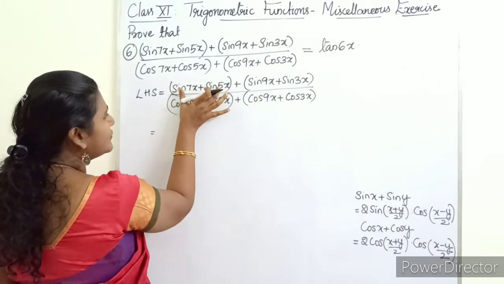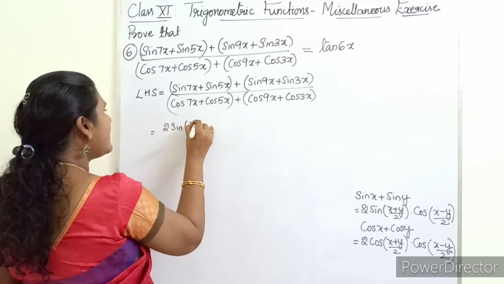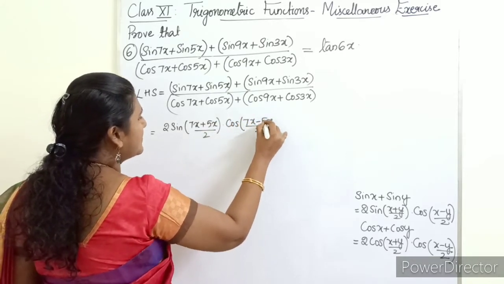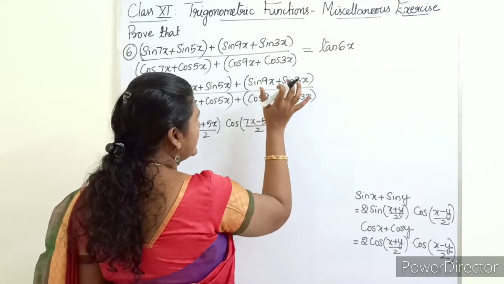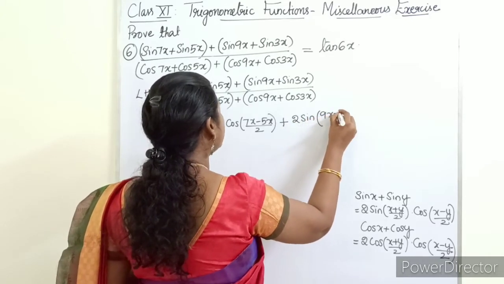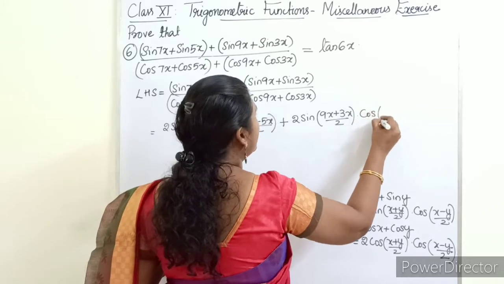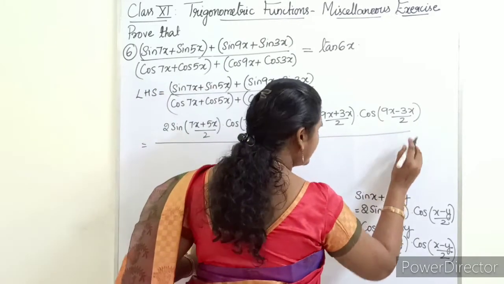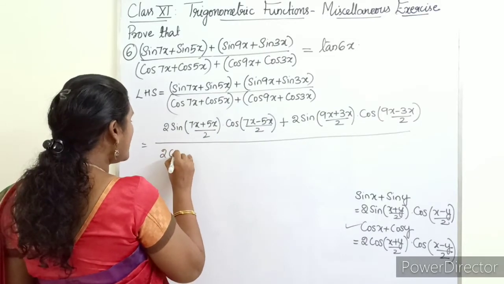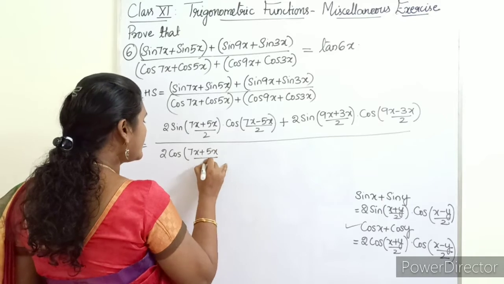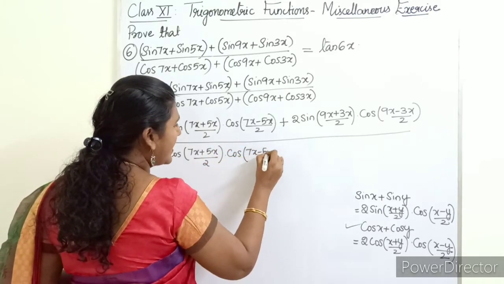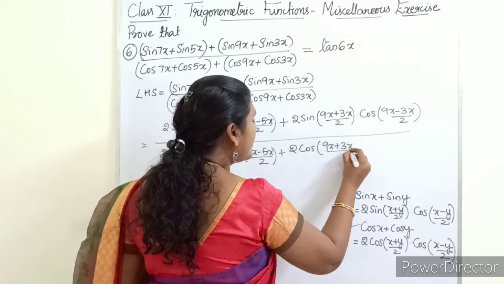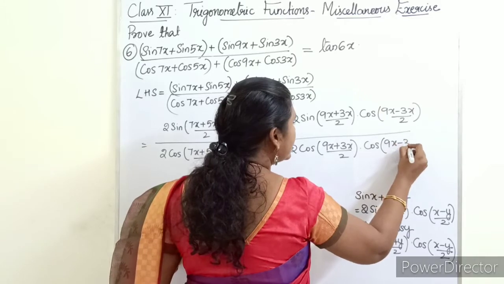So the first term, we will use the identity: 2 sin (7x plus 5x)/2 into cos (7x minus 5x)/2. Again the same identity for the next two terms, that is 2 sin (9x plus 3x)/2 into cos (9x minus 3x)/2. Now the denominator, we will simplify using the second identity, that is 2 cos (7x plus 5x)/2 into cos (7x minus 5x)/2 plus 2 cos (9x plus 3x)/2 into cos (9x minus 3x)/2.